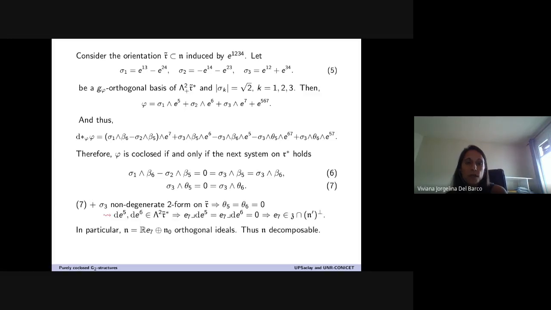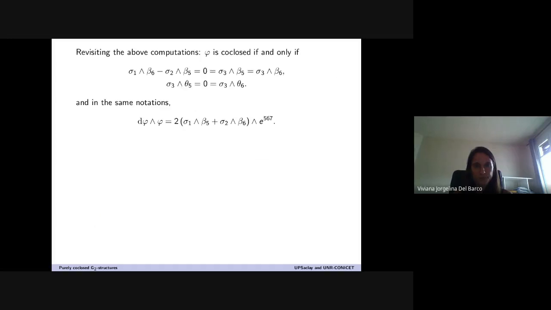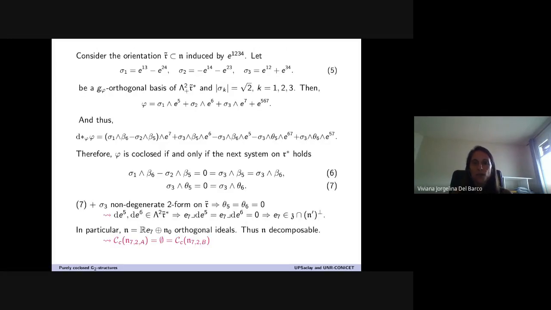So we get that d of E5 and d of E6 are in lambda 2 of R tilde. So this implies, you can follow the computations, that E7 is in the center, and actually it's orthogonal to n prime. This means that n decomposes as a sum of orthogonal ideals, and in particular it is decomposable. So as I said before, the 2D algebras which are not decomposable do not have coclosed G2-structures. This is the proof of the theorem.